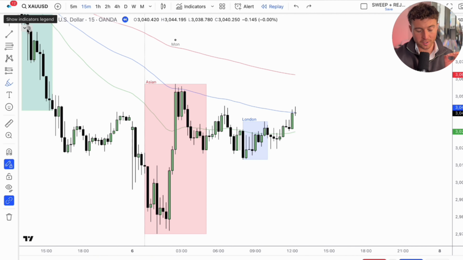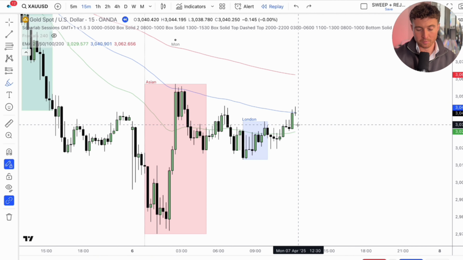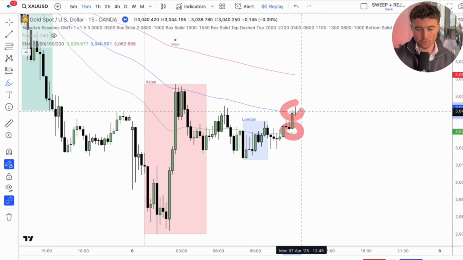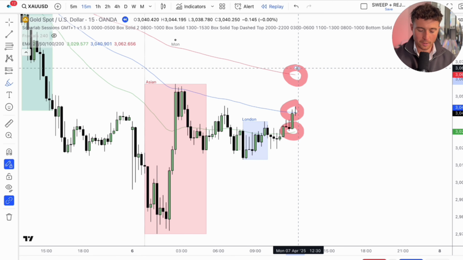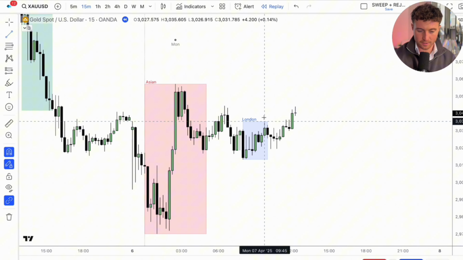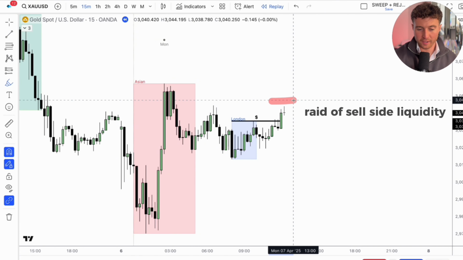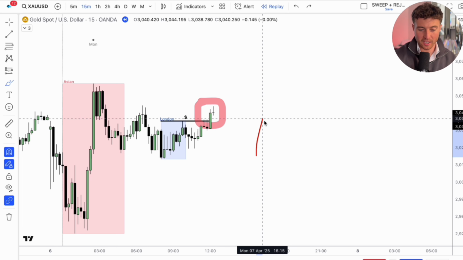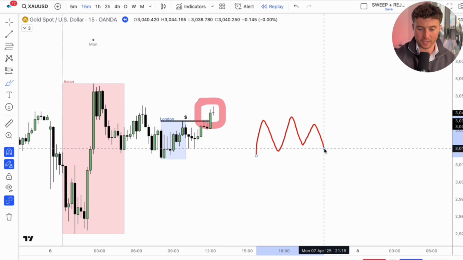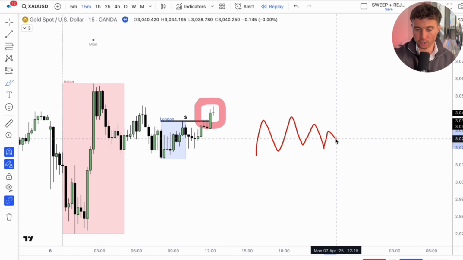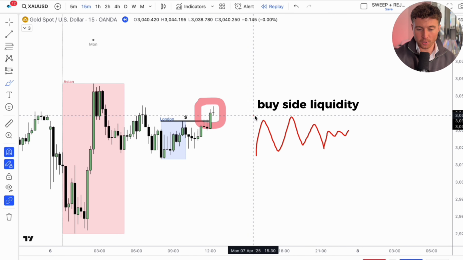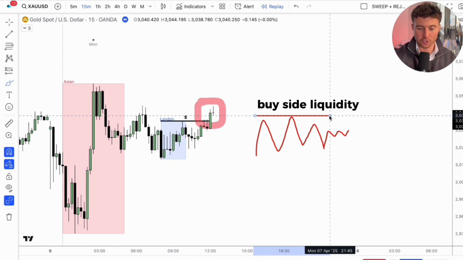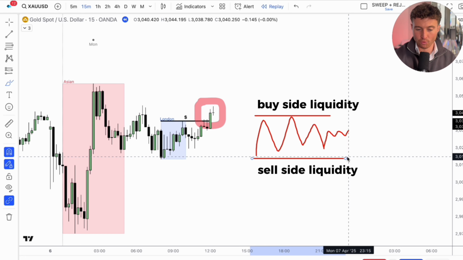So we understand that we are sell bias on this market. So I'm just going to remove the 50, 100, and 200 EMA, but please keep in the back of your mind that we are sell bias right here. Because we are sell bias, we need to see a raid of sell side liquidity. And so this is your raid of sell side liquidity right here. And all that simply means is, let's say that this is the London session range right here. And let's say we're heading into the New York session. We have buy side liquidity resting above the London session high, and we have sell side liquidity resting below the London session low.